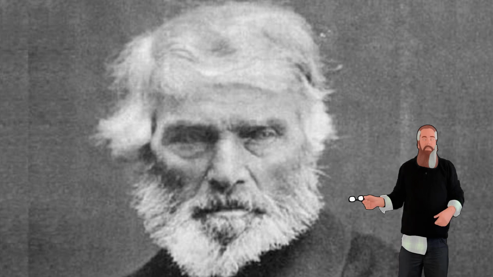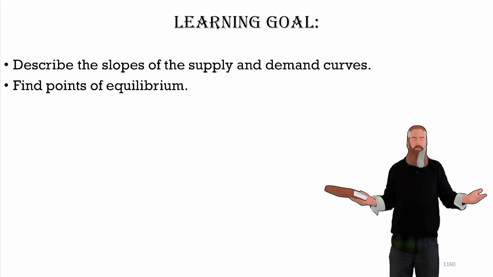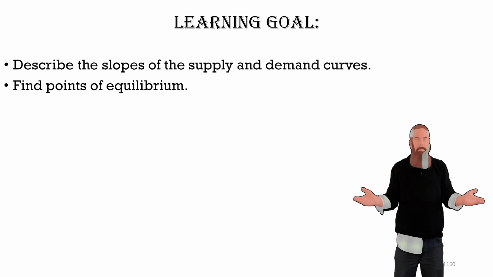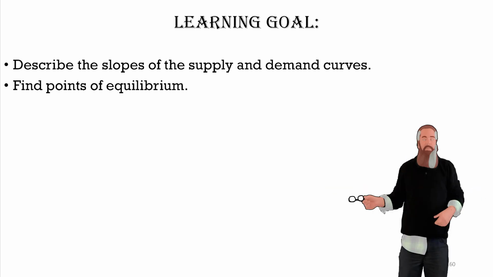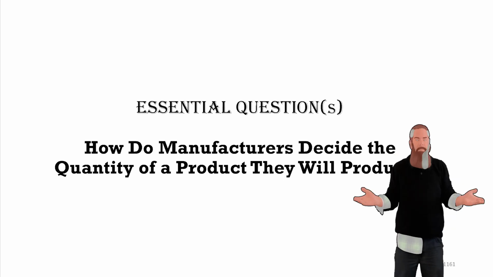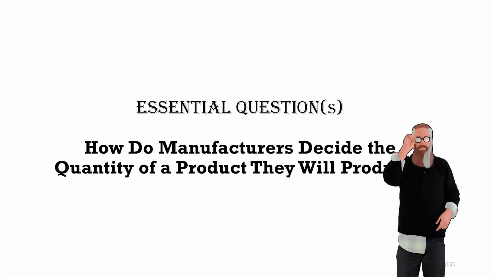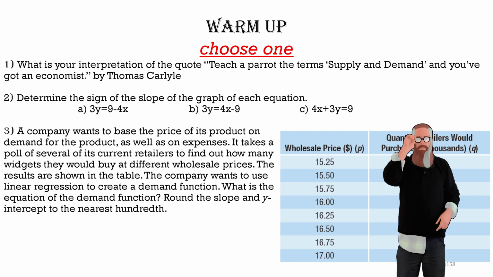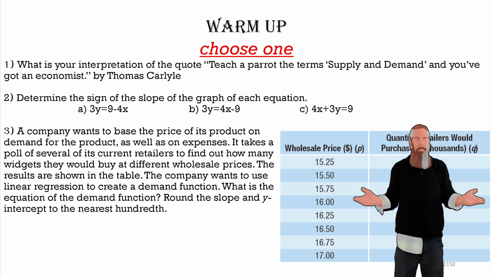It was philosopher Thomas Carlyle who said, "Teach a parrot the term supply and demand, and you've got an economist." In this lesson, we're going to describe the slopes of the supply and demand curves, and we're going to find points of equilibrium. All to answer the question, how do manufacturers decide the quantity of a product they will produce? Before we get into it, let's make sure we're ready for this lesson by looking at warm-up number 2.